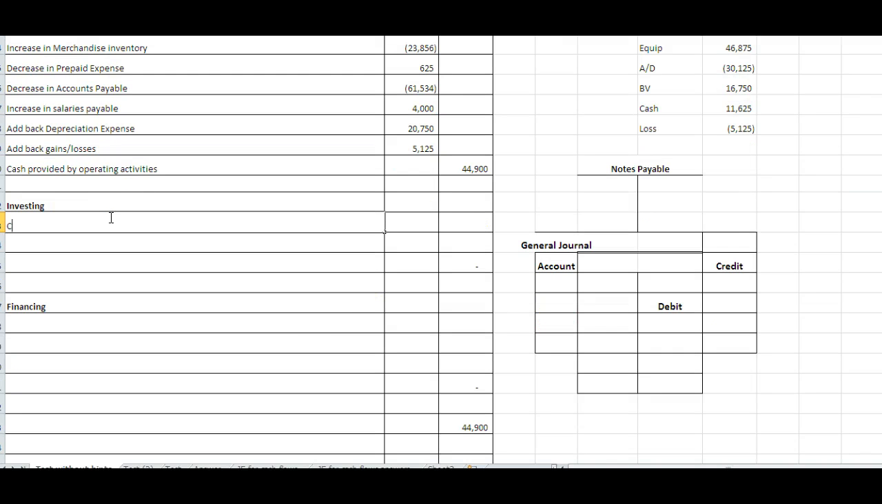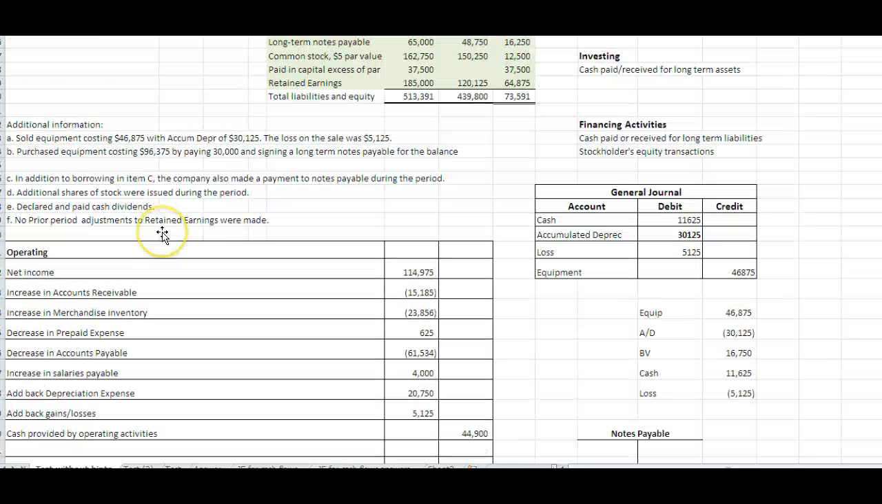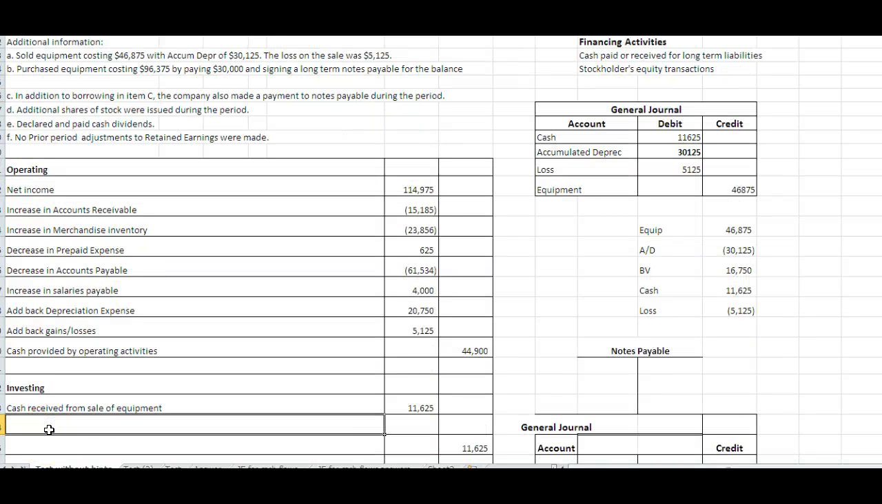So what I'll say is cash received from sale of equipment. And again, we only care about the cash amount, so it's going to be, I got $11,625, so it'll be a positive. Now let's look at the second one. Purchased equipment costing $96,375 by paying $30,000 and signing a long-term notes payable. I don't have to solve for anything because I'm going to look for my cash. My cash was that I paid $30,000, so that's the number that will go right here. So I will say cash paid for purchase of equipment, and it'll be $30,000.